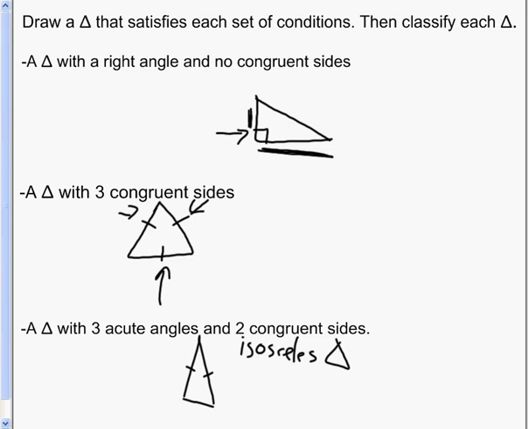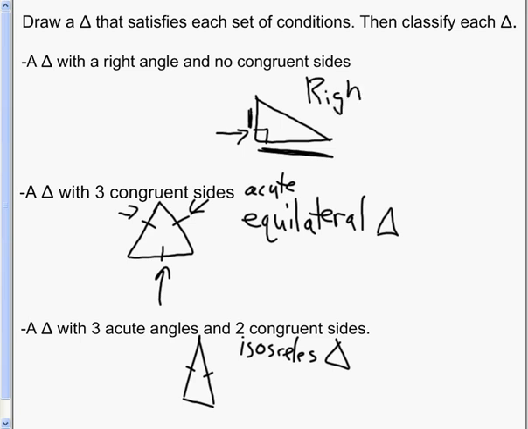Going back up to the triangle with 3 congruent sides, this one was an equilateral triangle. Again, we have to classify these. We could also say it was an acute equilateral triangle, because all equilaterals are going to be acute. And lastly, that one on the top was a right triangle. We could also consider that a right scalene triangle, because none of our sides were congruent.